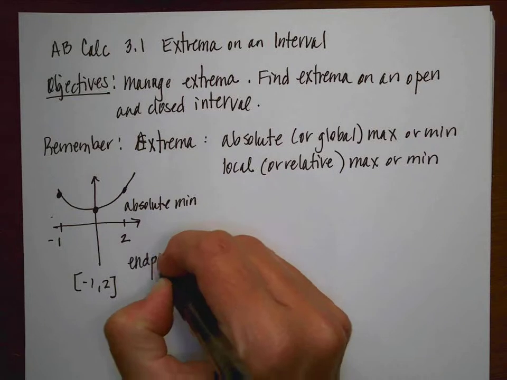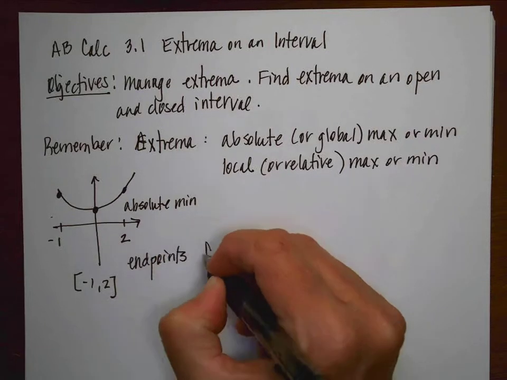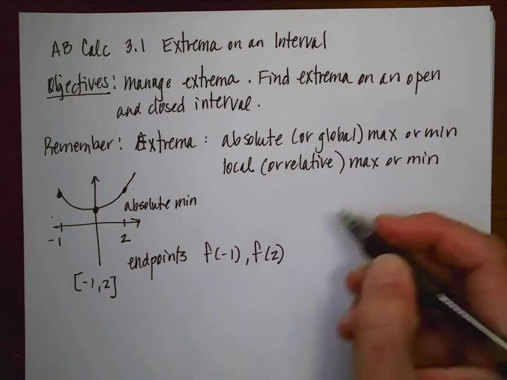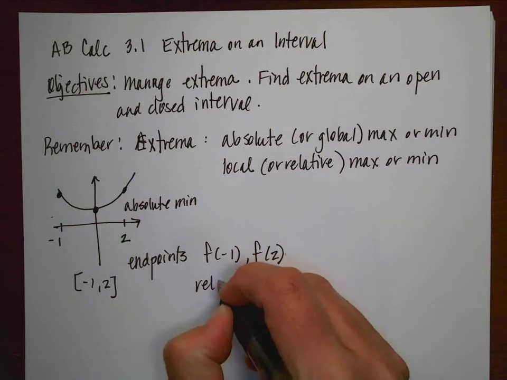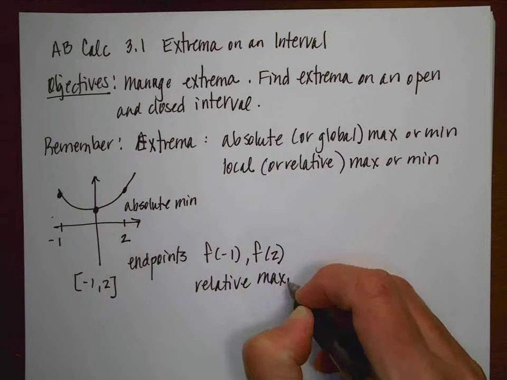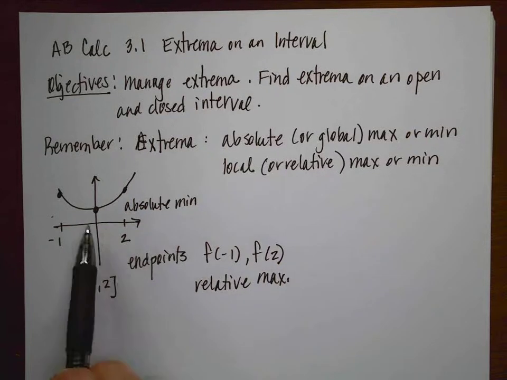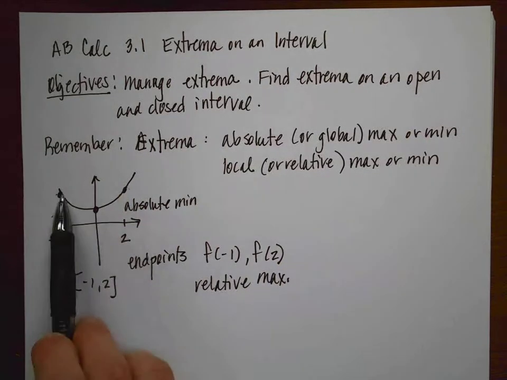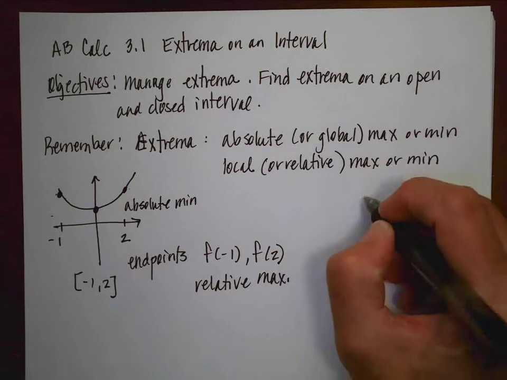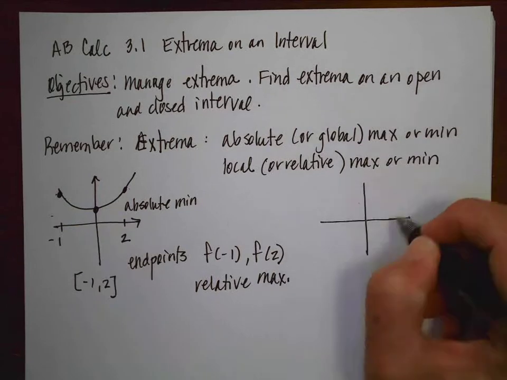And if we're talking about a closed interval, the endpoints, which would be f of a -1 and f of 2, would be relative maximums. Then you would have to evaluate these 2 points to see if one is larger than the other to determine whether or not it's actually a maximum or a minimum.